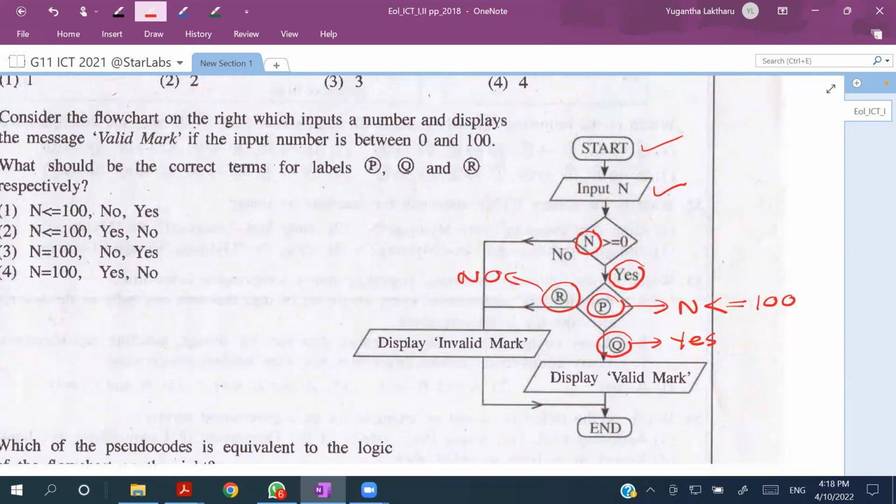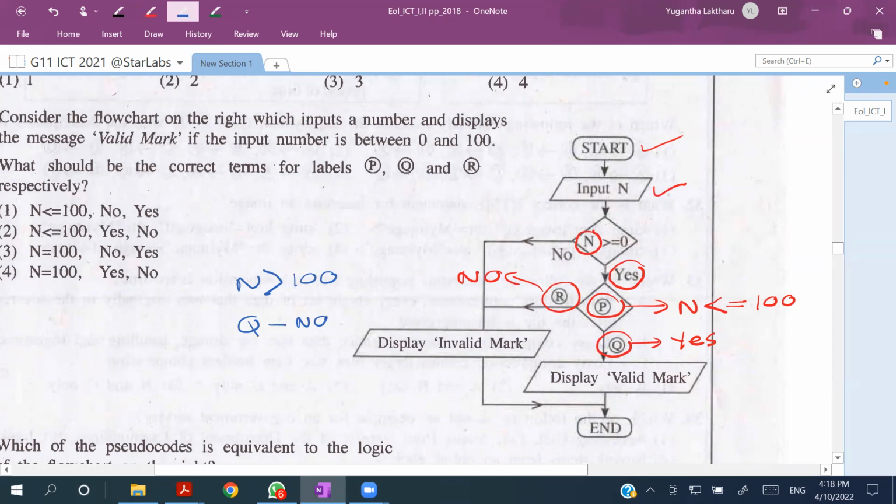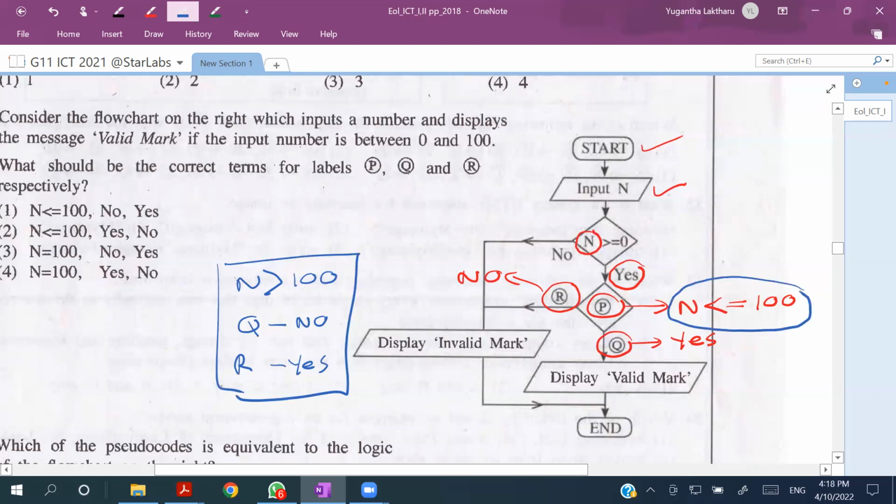I can ask the question in the other way around as well, right? So that means if I ask the question like n larger than 100, right? And I can make Q as no and R as yes. This is also an alternative answer for this, right? Because this particular condition decides what to be displayed, right? That condition can be asked in two different ways.